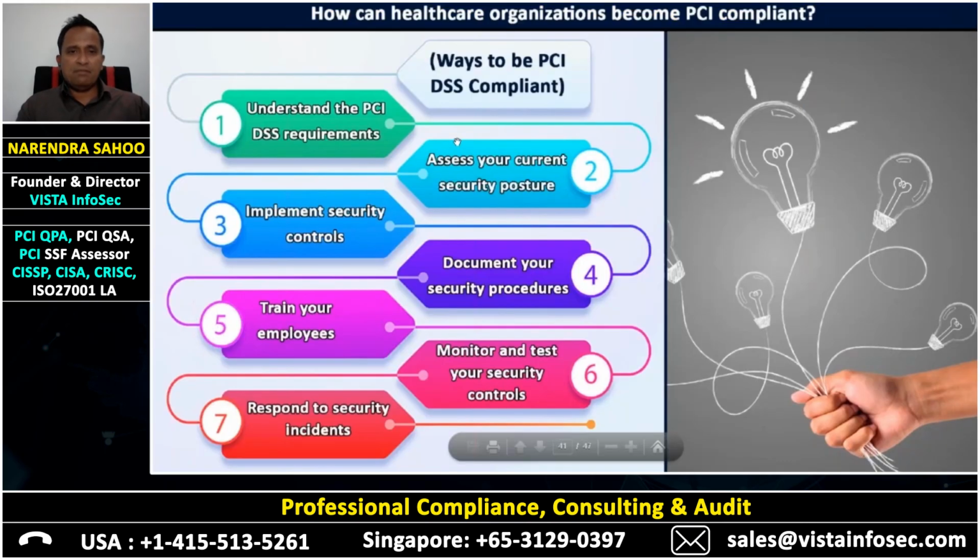And how can you become PCI DSS compliant? Understand the requirements, assess your current security posture, that is like a pre-assessment or a gap assessment, implement the requirements. 12 requirements are there, and within that there are more than 400 controls mentioned. Document your security procedures, train your employees. All these are required as a part of PCI and also helps under HIPAA. And monitor and test your security controls. Last but not the least is responding to security incidents.